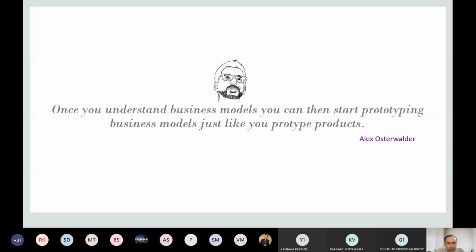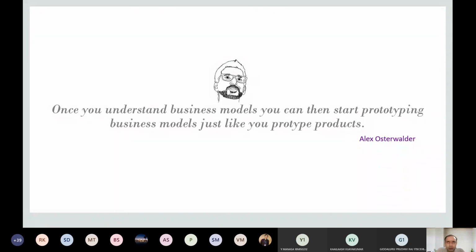He also said that once you understand your business models, you can then start prototyping business models, just like you prototype your products. Before launching any product, they will prototype it to see how it looks or how the customer will feel the product, which also helps in manufacturing, so that the operators or people who are machining or involved in manufacturing have an idea of how their final product will look. So developing a prototype is essential for any product development activity.